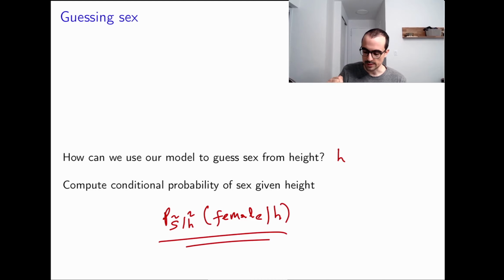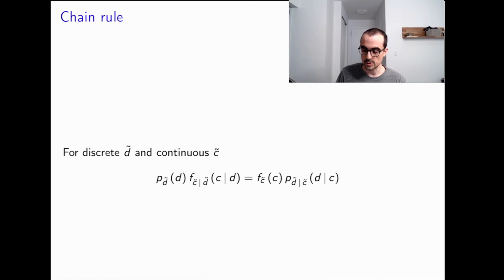But remember that what we have is the PMF of S, the conditional densities of H, the continuous random variable, given S, given sex, and we use that to compute the density of height. We have just basically one piece missing, which is the conditional probability of sex given height. In order to get it, we apply the chain rule for continuous and discrete random variables. Again, if you don't remember this, please go and review it.